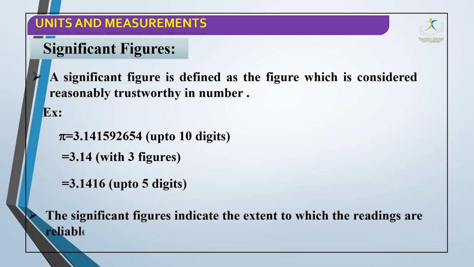If I ask you students, which is the most reliable value for pi? Most give the answer the first one, because it has 10 digits and more information. Like if I take the value of pi or root 2, there are numbers beyond a particular digit. Those giving more digits are more significant. So the significant figure indicates the extent to which the readings are reliable.